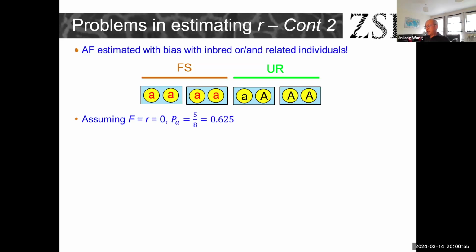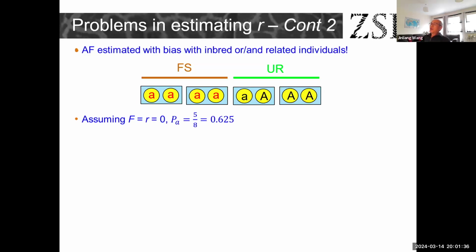So here, let's see a very simple example. We have sampled 4 individuals. The first 2 individuals are full siblings, and the second 2 individuals are unrelated. And we have genotypes for a single locus with 2 alleles, small a and big A. If we assume all individuals are unrelated and non-inbred, we use allele counting to get the estimate of small a frequency, which is 5/8.